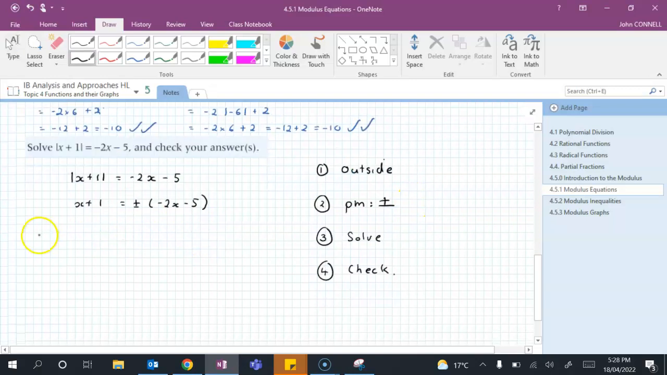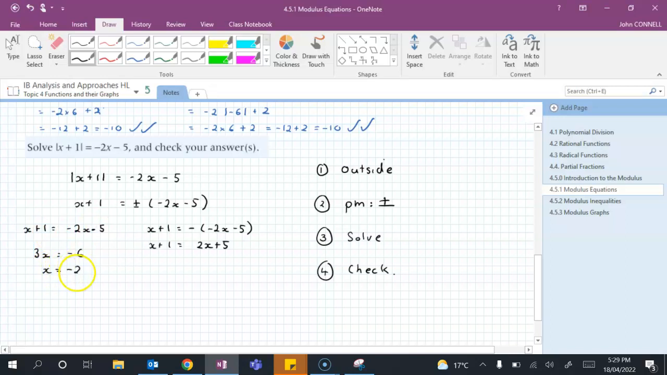And so I'm going to get my two equations. So x plus 1 is equal to minus 2x plus 5, the positive of that. And x plus 1 will be equal to the negative of minus 2x plus 5, which tells us that x plus 1 will be equal to 2x minus 5. Okay, so we're going to go through and solve both equations. So I'm going to get all my x's on one side and all my numbers on the other. So if I add 2x to both sides, I'm going to get 3x. And if I take 1 from both sides, I'm going to get minus 6. So x is equal to minus 2.